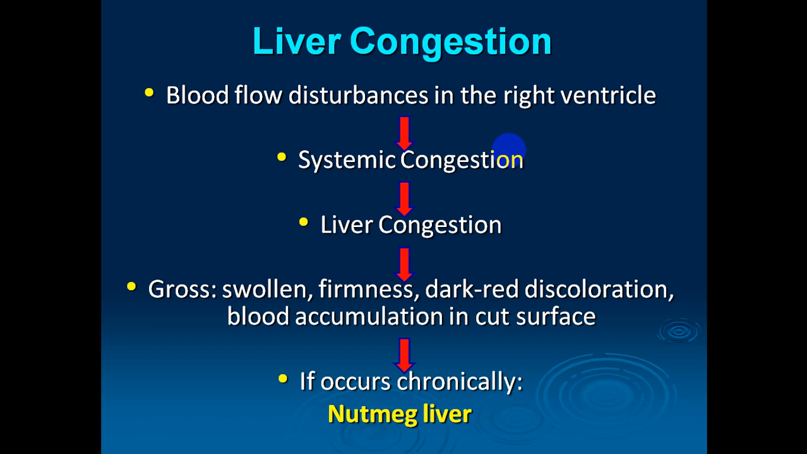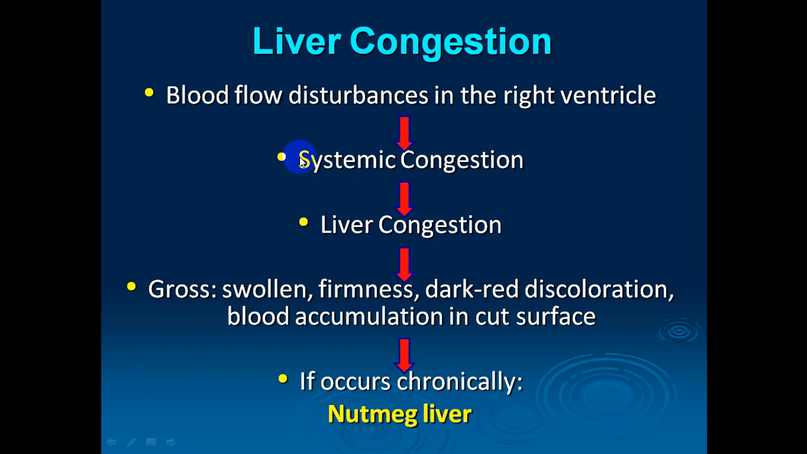In liver congestion, the process is almost the same. It's because there is a blood flow disturbance on the right side of the heart. The vena cava is involved in the flow of blood into the heart, and there is trouble in that vena cava. So there will be systemic congestion. Therefore, blood in some organs cannot flow well. One of the organs is the liver.